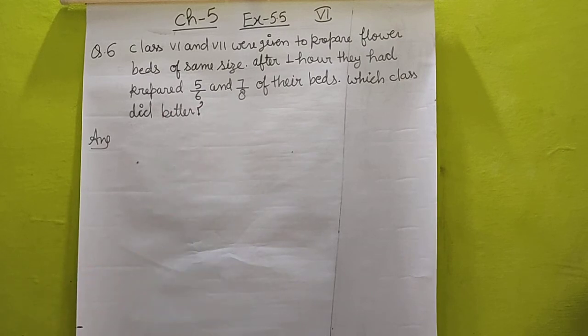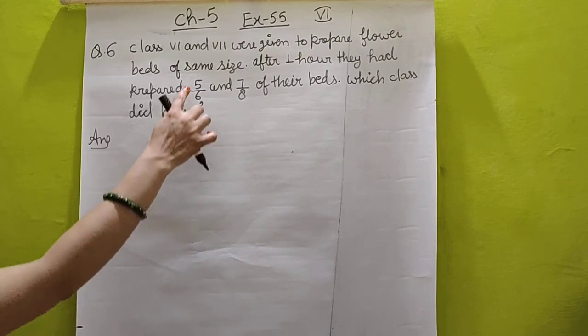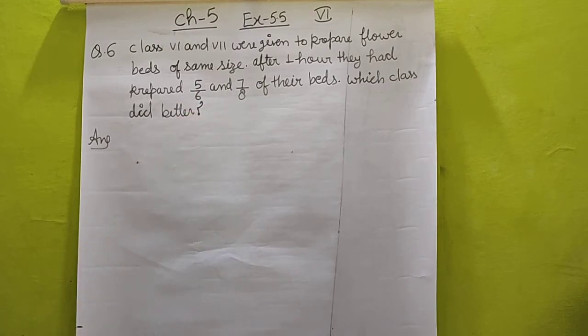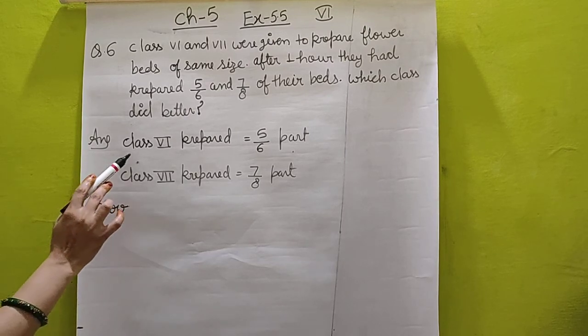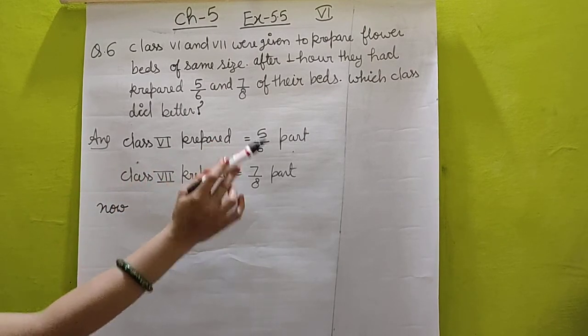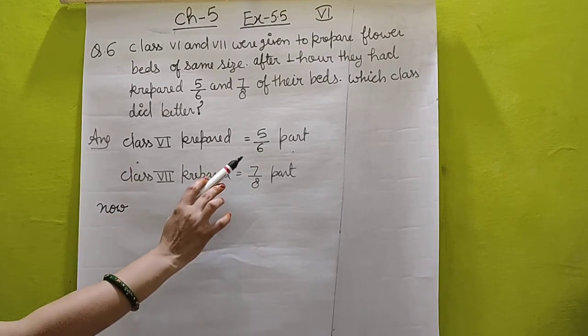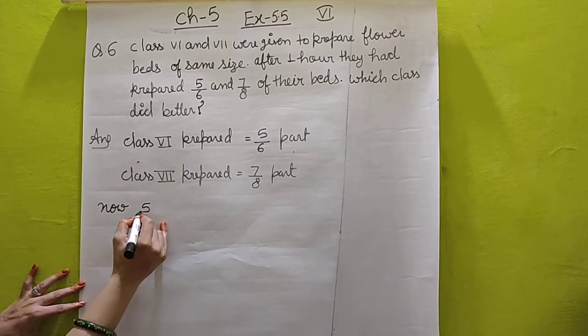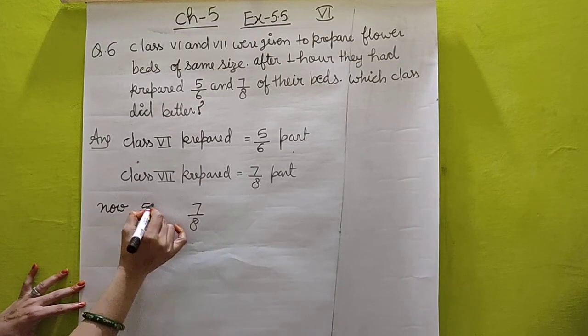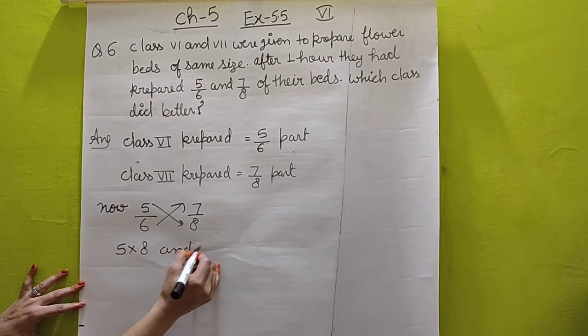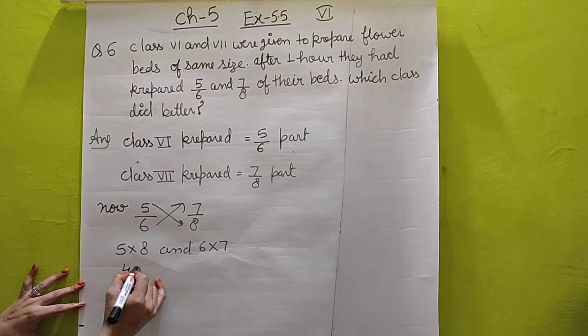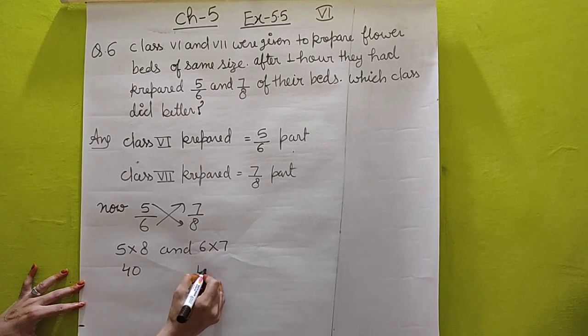So for this, first of all I will write a statement. Then as you know, we are to find here which one is the greater fraction. And for the greater fraction we are using here cross multiplication method. Now students, here our statement 1 is class 6 prepared is equals to 5 upon 6 part. Class 7 prepared 7 upon 8 part. Now here 5 upon 6 and 7 upon 8 I will do cross multiply, then 5 multiply 8 and 6 multiply by 7. Here 40, 5 8s are 40 and 6 7s are 42.